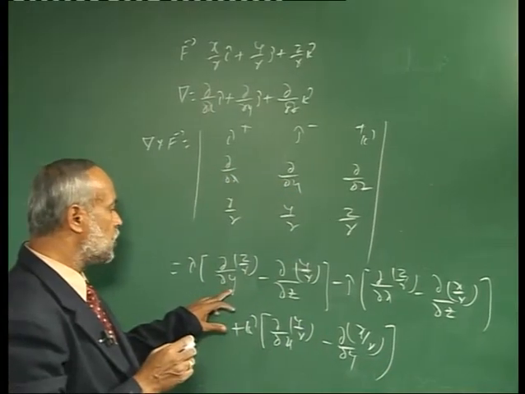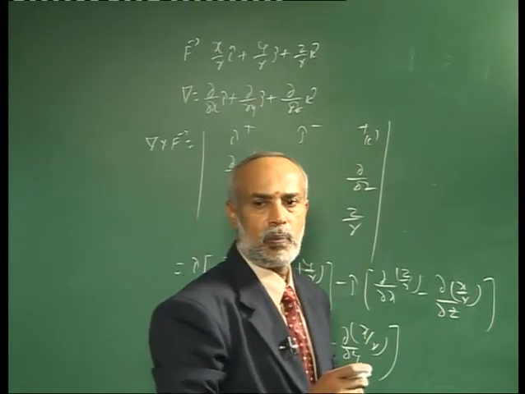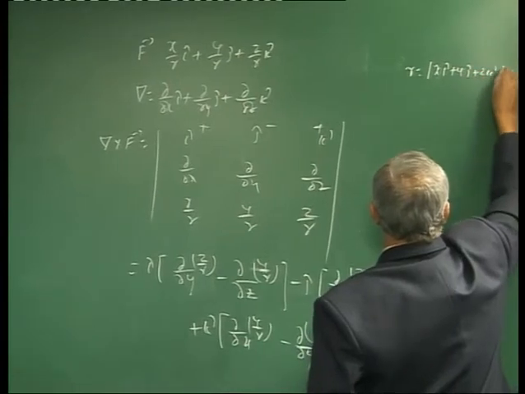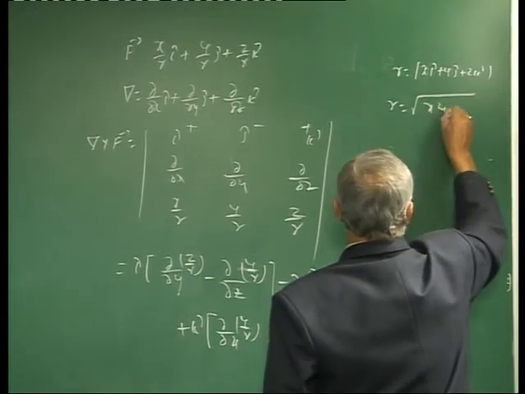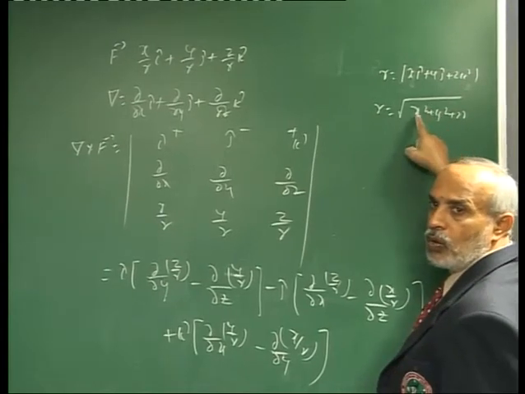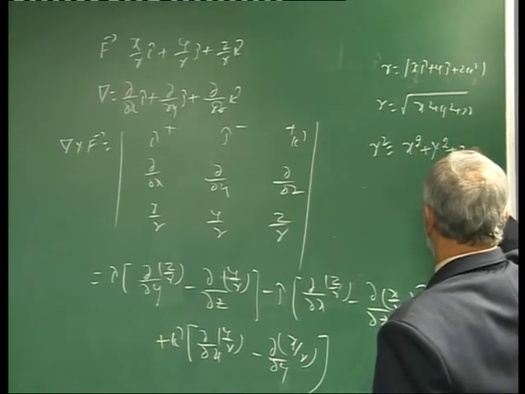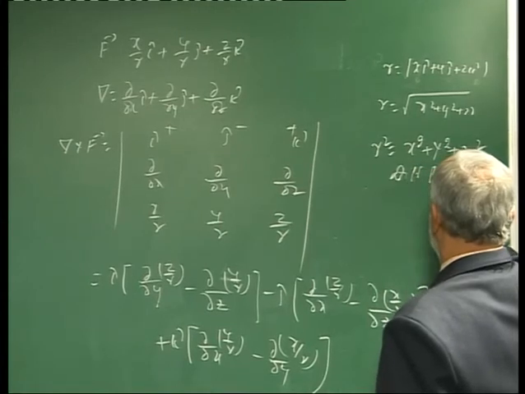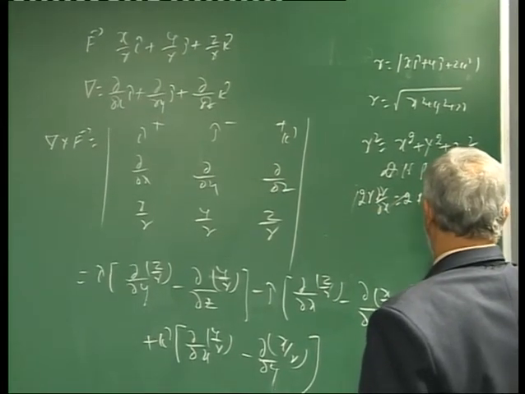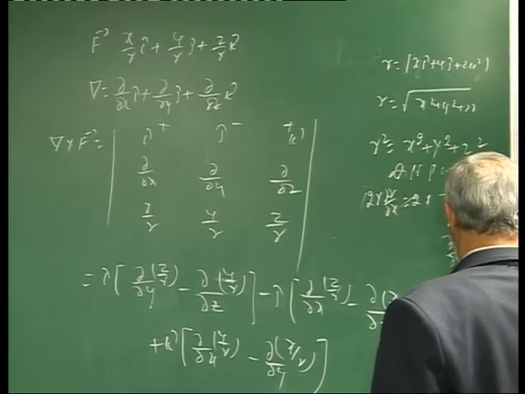Now you have to differentiate these terms partially. Before differentiating, you have to know the values of dou r by dou x, dou r by dou y and dou r by dou z. Here r is equal to the modulus of x i vector plus y j vector plus z k vector, so r is equal to the square root of x square plus y square plus z square. Squaring on both sides, r squared is equal to x square plus y square plus z square. Differentiating partially with respect to x, 2r into dou r by dou x is equal to 2x; the 2s cancel, so dou r by dou x is equal to x by r. Similarly, dou r by dou y is equal to y by r, and dou r by dou z is equal to z by r.